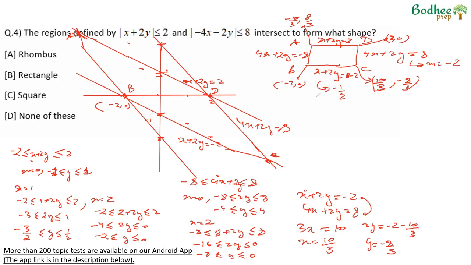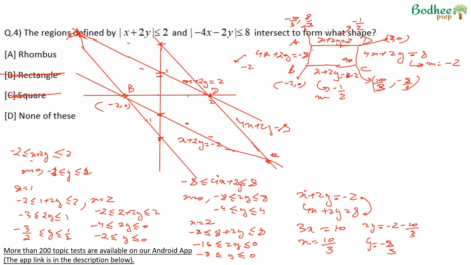Since the product of slopes is not -1, the angle here will not be 90 degrees, and therefore it cannot be a rectangle, it cannot be a square. The slope for this line will also be -2. The slope for this line will also be -1 by 2. So clearly it is a parallelogram.